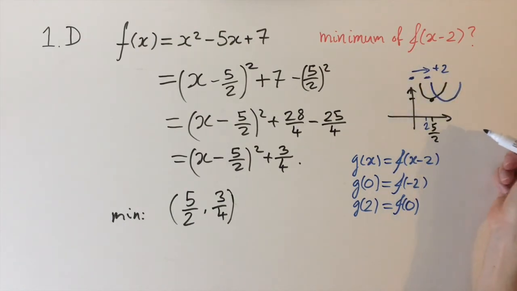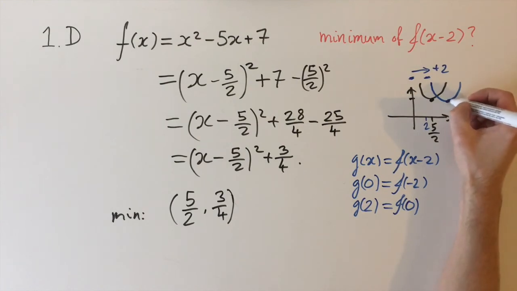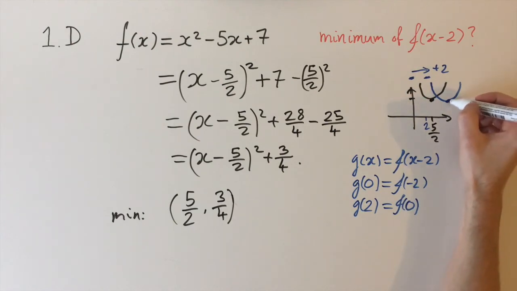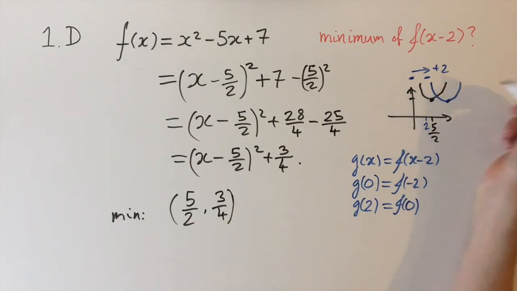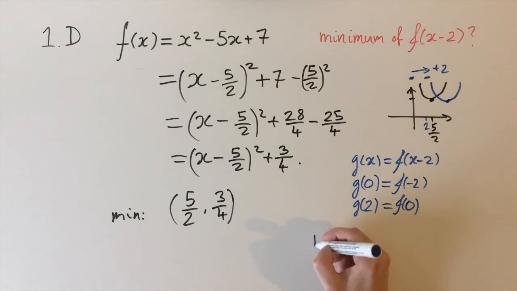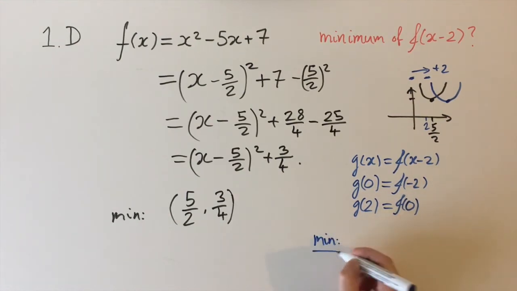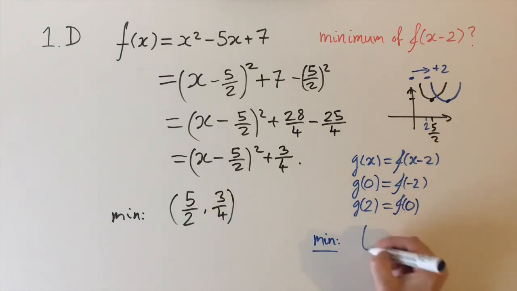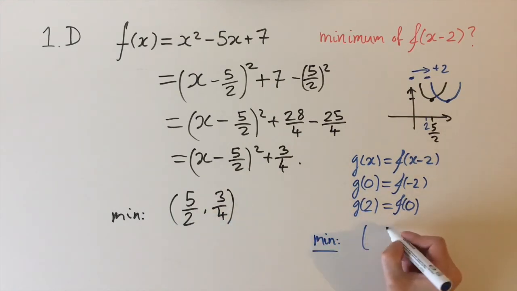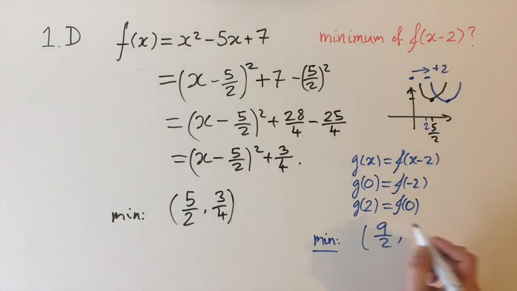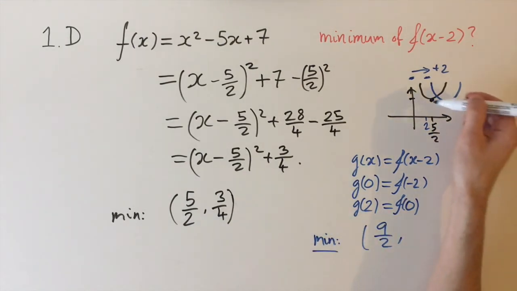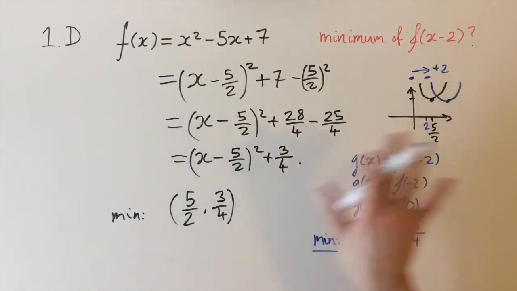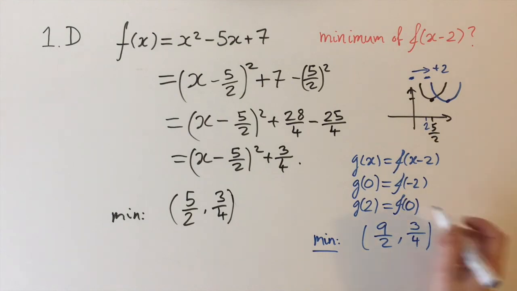And then it makes it a lot easier. We can just translate this answer to the minimum of g of x, or f of x minus 2. So we've just shifted everything to the right by 2, which means the new minimum of g is going to be our old answer, and for the x-coordinate, we're going to add 2 to it. So 5 over 2 plus 2 comes out as 9 over 2 for the x-coordinate, and the y-coordinate is exactly the same because we haven't changed anything there. This is a transformation that just affects the horizontal x-coordinates. And that's the answer, right?